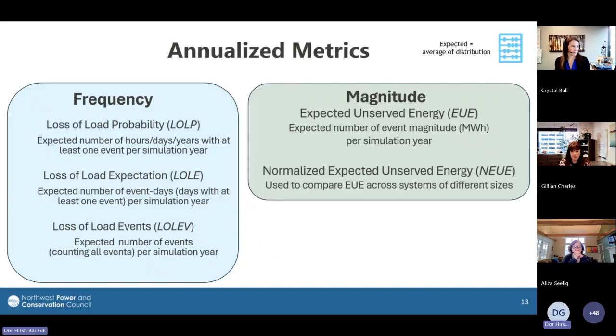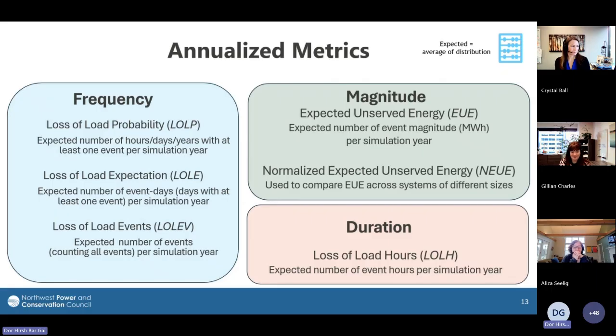And notice again, magnitude tells you nothing about frequency or duration, which leads us to the 3rd annualized metric, loss of load hours. It is the expected number of event hours per simulation year. And all of these metrics, I believe if you look at many IRPs, both in North America and others, utilities report them. Not many use all of them or use them as their criteria. And as we'll see, it's really the loss of load expectation that tends to be used as a criteria, meaning you determine adequacy by whether or not you satisfy it. The other magnitude and duration metrics tend to be reported only.